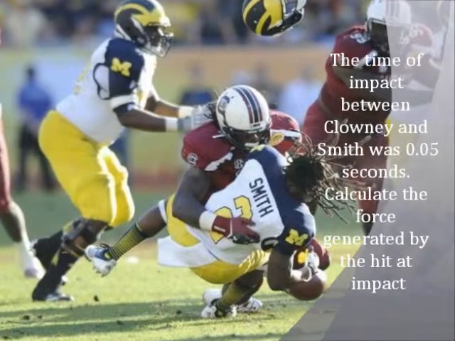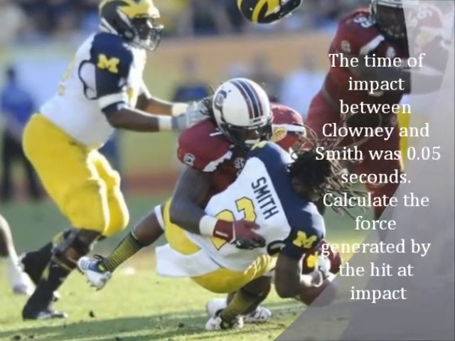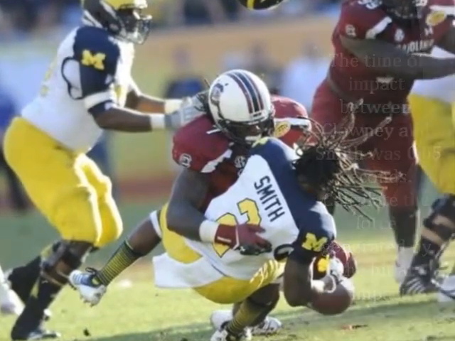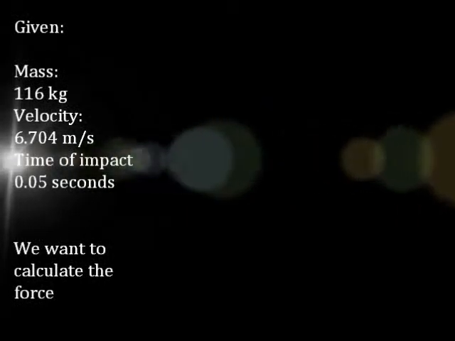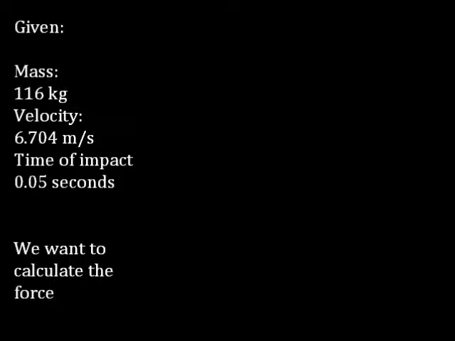The time of impact of the hit was 0.05 seconds. Together, we want to calculate the force generated by this hit at impact. In this problem, we were given the mass of 116 kilograms, the velocity, which is 6.7 meters per second, and the time of impact, which is 0.05 seconds. We want to use this information to calculate the force.